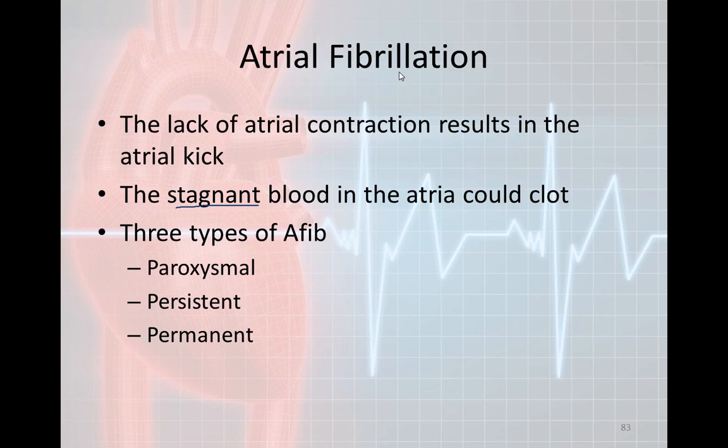There are three types of atrial fibrillation, something called paroxysmal, something called persistent, and something called permanent atrial fibrillation. I'm going to talk briefly about the difference between each one of these. First of all, paroxysmal AFib spontaneously converts back and forth between AFib and sinus rhythm. So it actually converts spontaneously between AFib and sinus rhythm.